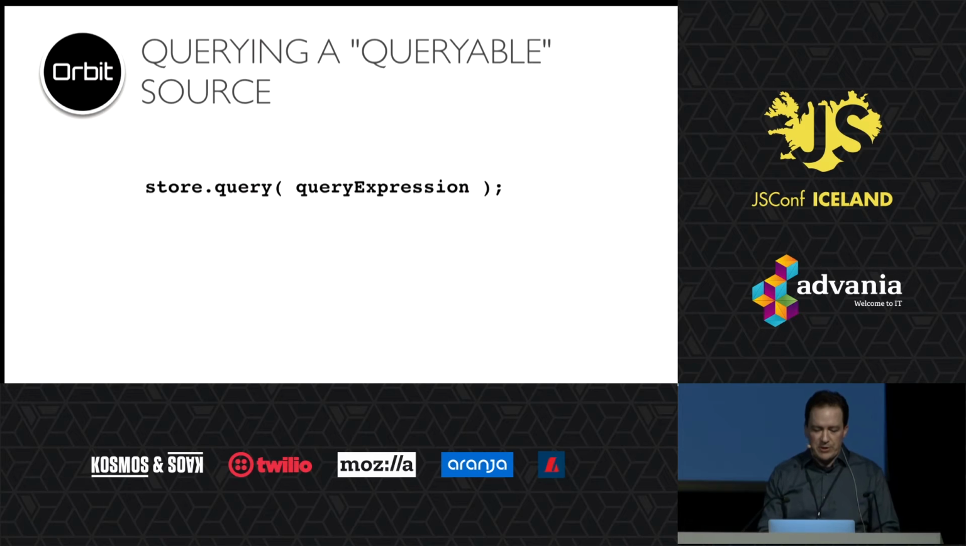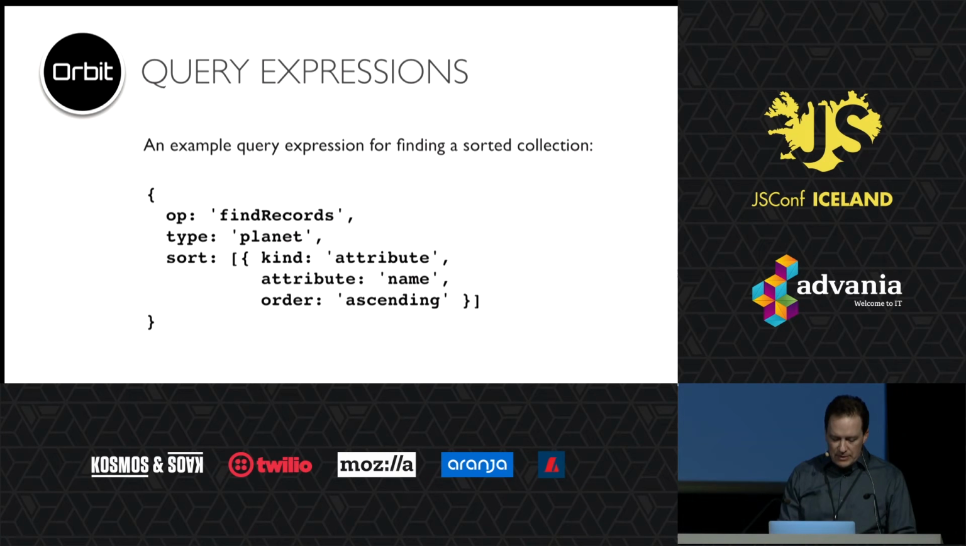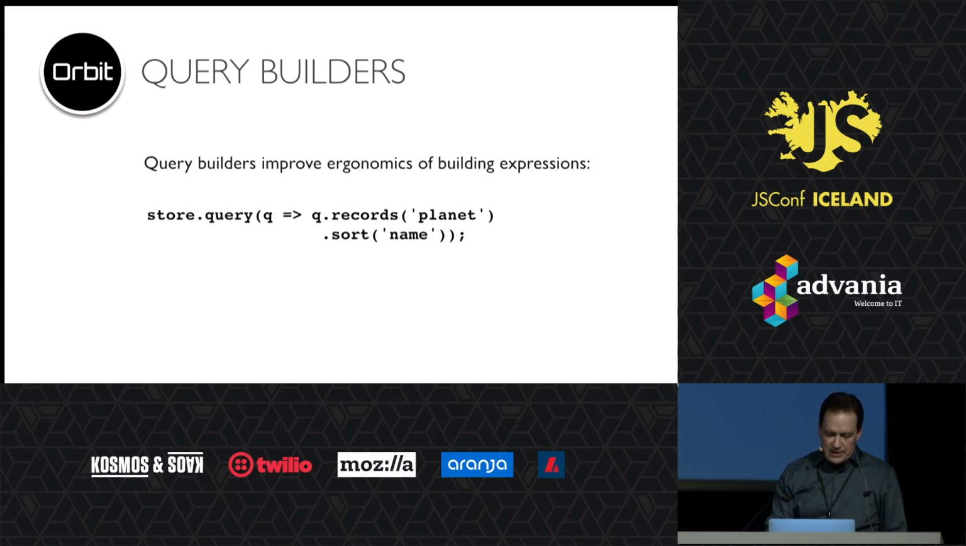The queryable sources allow for query expressions to be passed to a query method, and again, these could be labeled. This is the raw form of a query expression, and this is the builder form. Here we're requesting all the planets and sorting them by name.